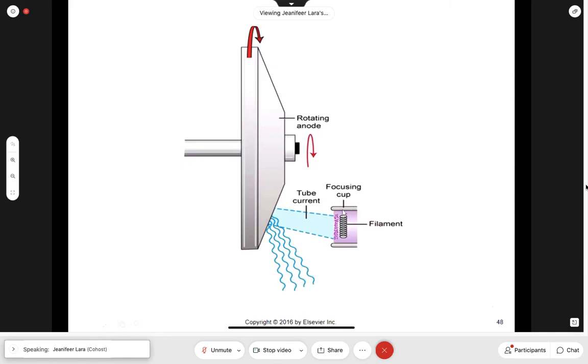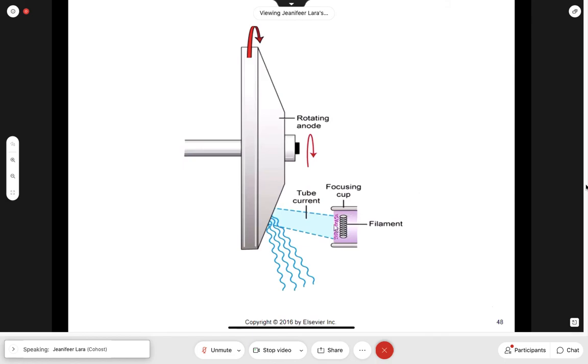Here we know that we have the focusing cup. The focusing cup is made out of? Nickel. The filament is made out of? Tungsten with a flash of thorium. Love it. Good. So here we have the whole process of the three steps.